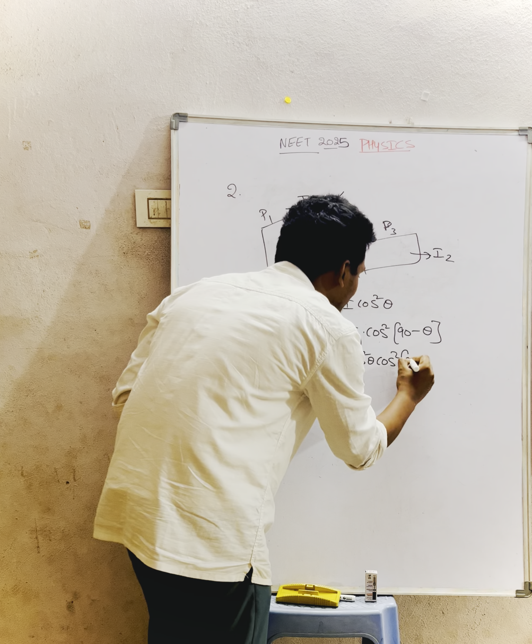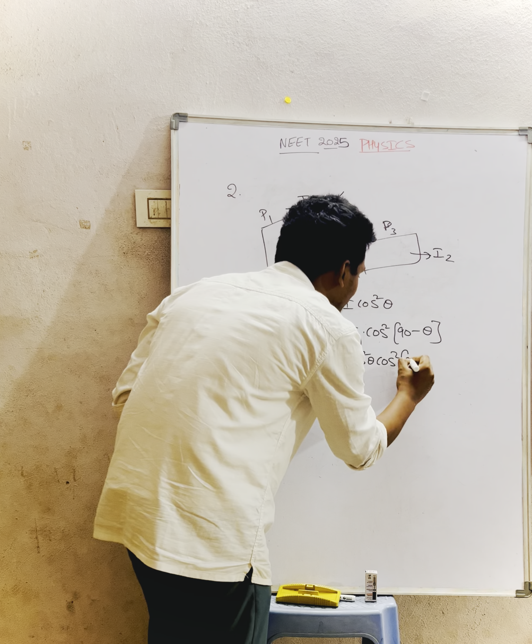So before this, you need to understand what a magnetic moment is. Magnetic moment is nothing but I times A, current into area. This A is area. So current is the same, so I can write M1 by M2 should be equal to A1 by A2. But what is A?